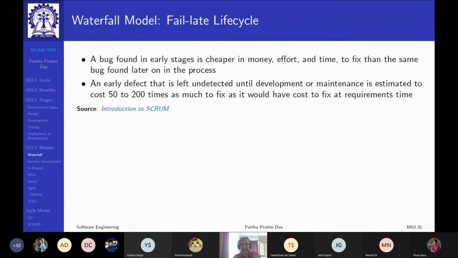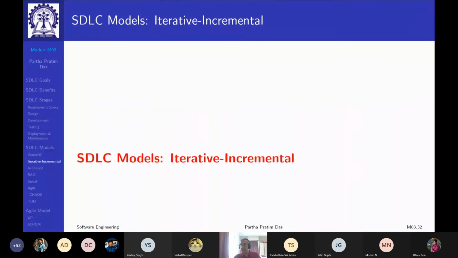So often it's said that an early defect that is left undetected until development or maintenance is estimated to be 50 to 200 times more expensive to fix, compared to if you could have fixed it at the time of requirements itself. Right? So that is about the waterfall model.